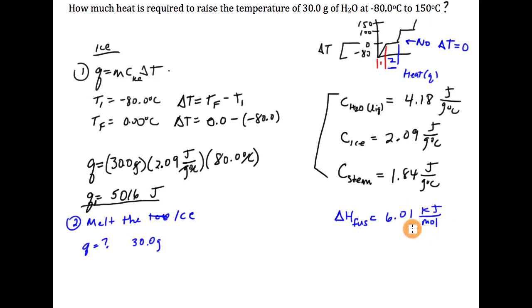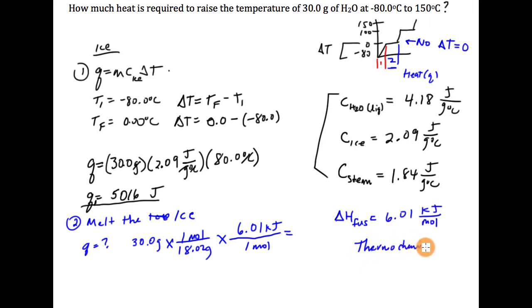And this is again per mole of water, so therefore what I have to do is get rid of my 18.02 grams of water, convert that to 1 mole of water. What I'm going to do is use the next value, which is 6.01 kilojoules for every 1 mole. This is nothing more than a thermochemical equation where I didn't write out the equation. I did it on the previous slide, in the introduction. If you want to go back and look at that, you can see what the equation was.